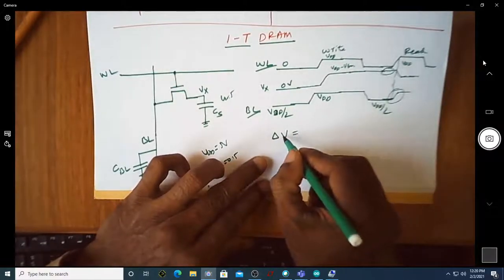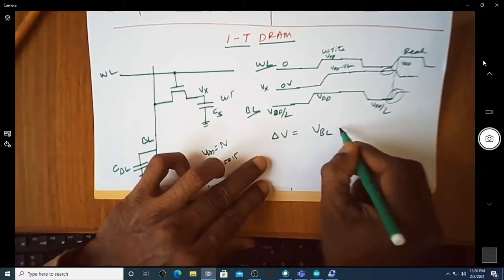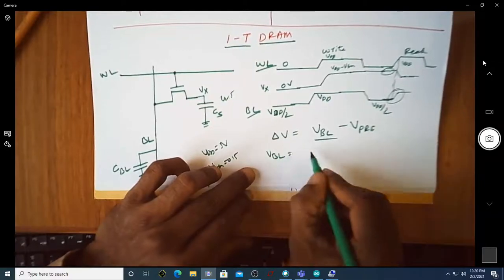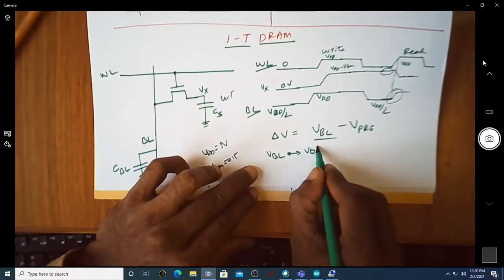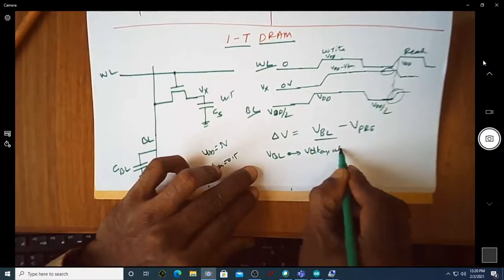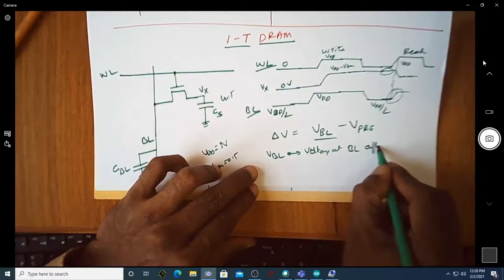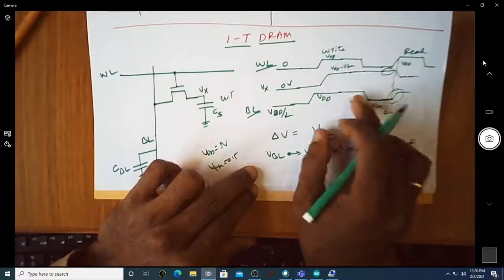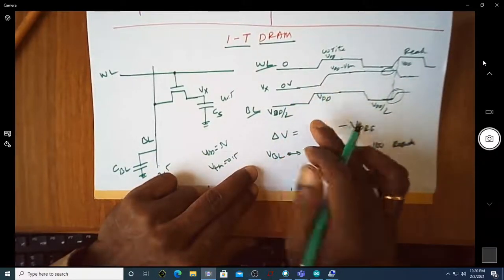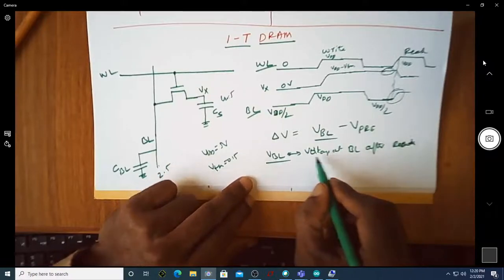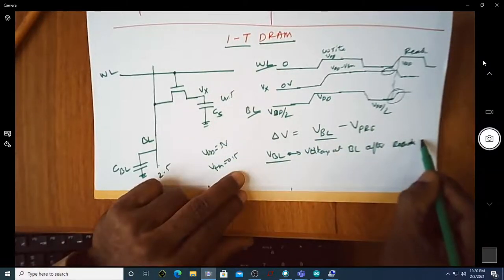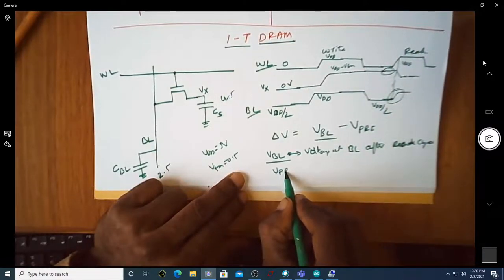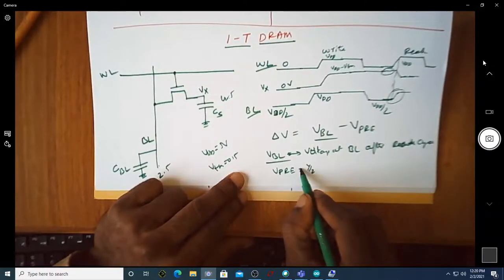So delta V is given by V of BL minus V of precharge. Here V of BL is nothing but the voltage at BL after the read operation. Once you make this equal to high, after some time the voltage will settle down here. So you're looking at the voltage of the bit line after the read cycle, and V precharge is nothing but half of VDD.